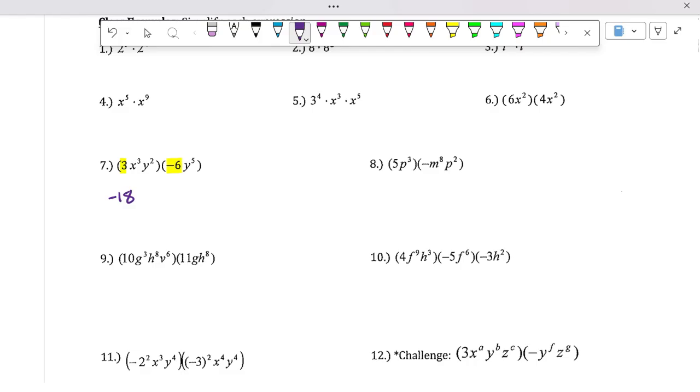Okay. Now, I got an x cubed next, but do I have an x over here? No. So in other words, what do I need to do with it? It doesn't go away, you just got to bring it down. So if you have an expression where there's a base in one, but that same base is not in the other, just bring it down. The y's, however, do have common bases between the two expressions. So what is y squared times y to the 5th? Y to the 7th.